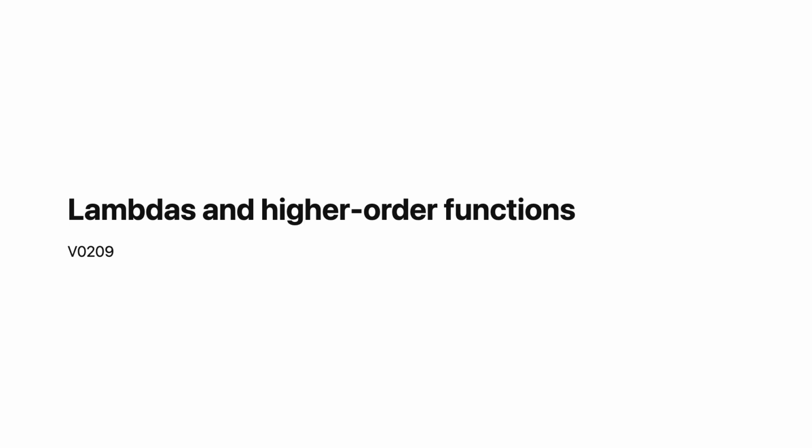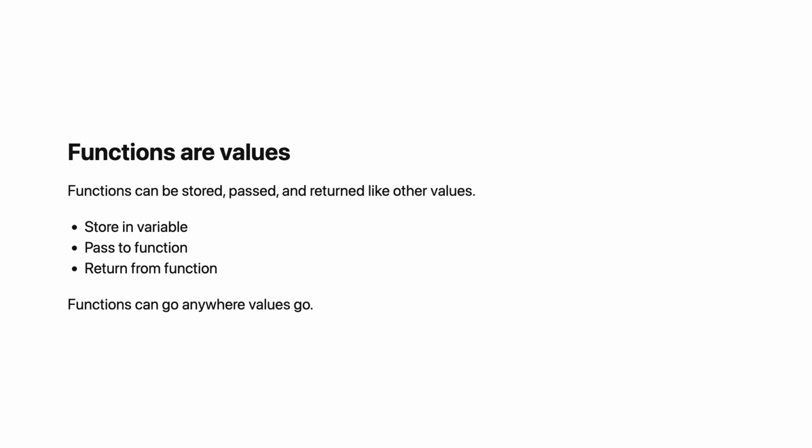Consider, you want to filter a list. The filtering logic varies. Sometimes you want even numbers. Sometimes you want numbers greater than 10. The pattern is the same. The specific check differs. You could write separate filter functions for each case. Or you could write one filter that takes the check as a parameter.